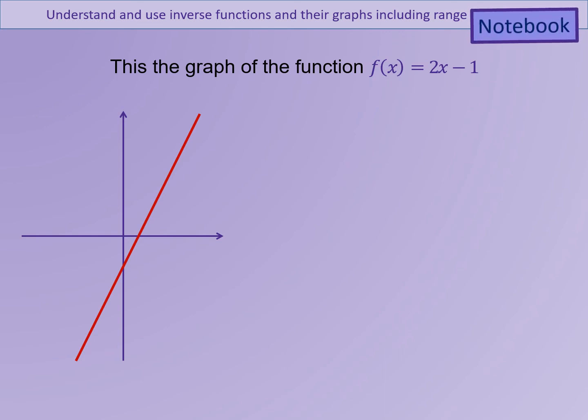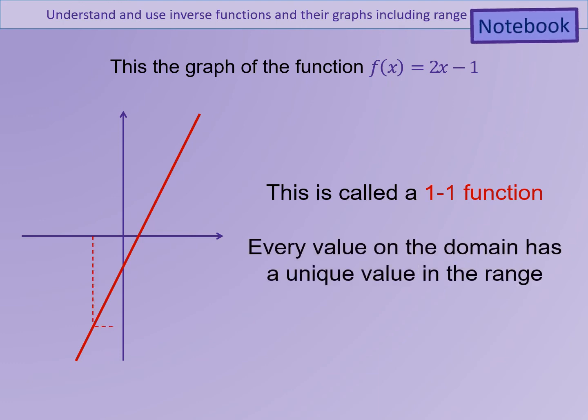So this is the graph of the function y equals 2x minus 1, or f of x equals 2x minus 1. This graph is what's called a one-to-one function. So a very basic linear graph there is what's called a one-to-one function. Now, the reason why it's a one-to-one function is because every single value you put in, doesn't matter what it is, you pick something from the domain and you put it into this function, you get one unique answer out.